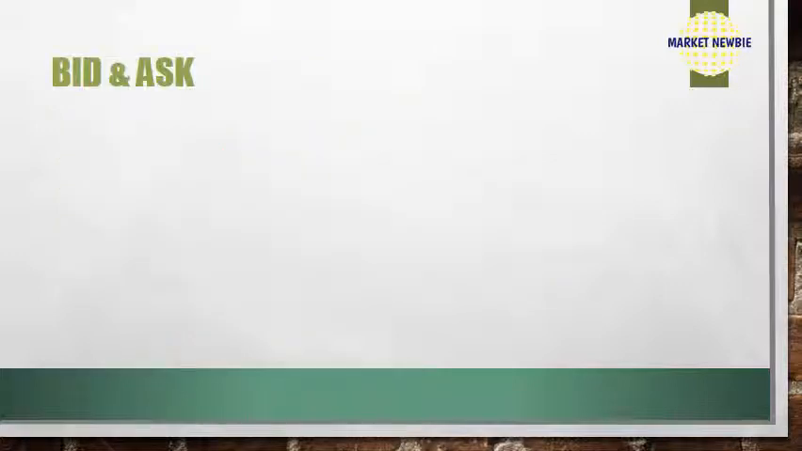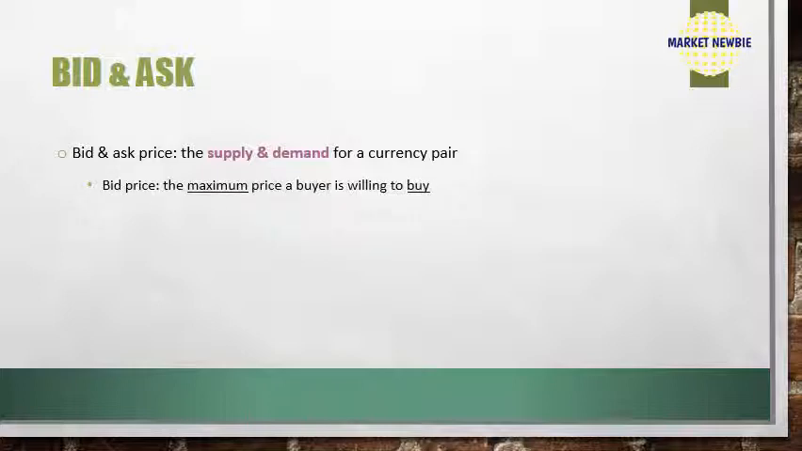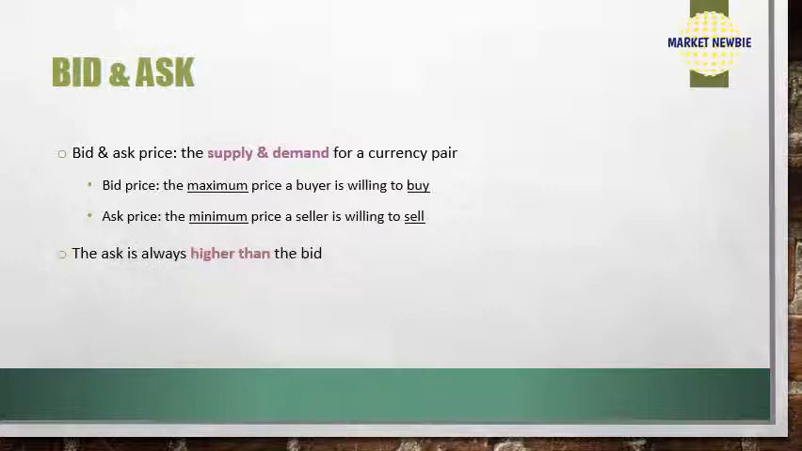Another important concept we want to introduce here is bid and ask price. The bid and ask price represents the supply and demand for a currency pair. Bid price represents the maximum price that a buyer is willing to buy. Ask price represents the minimum price that a seller is willing to sell. It is important for us to remember that the ask is always higher than the bid.